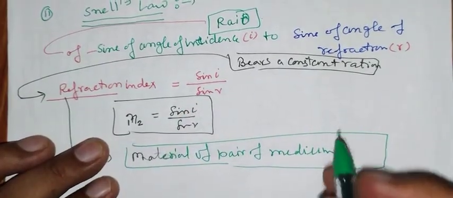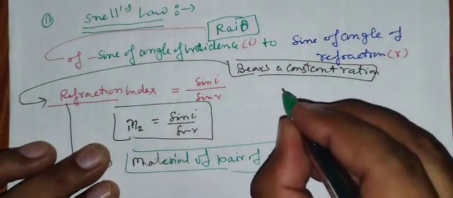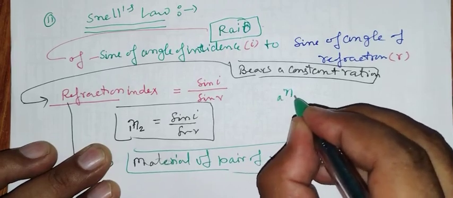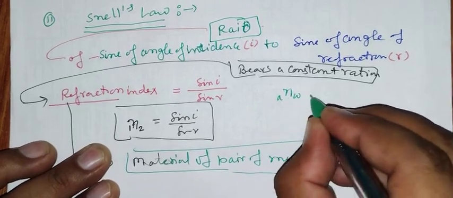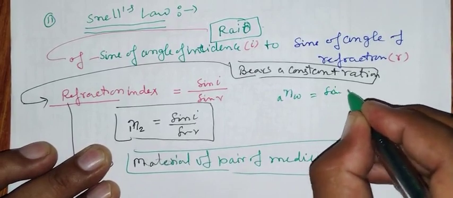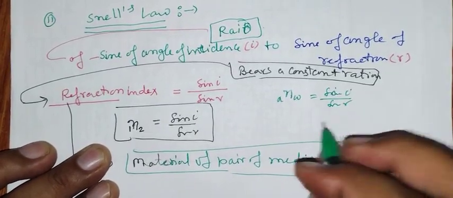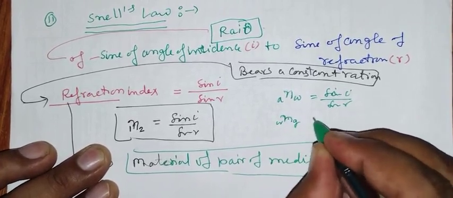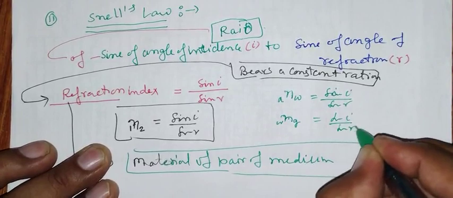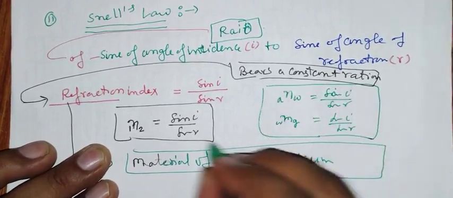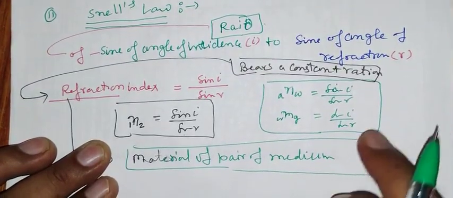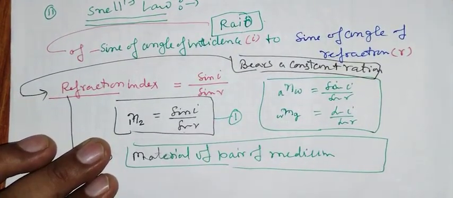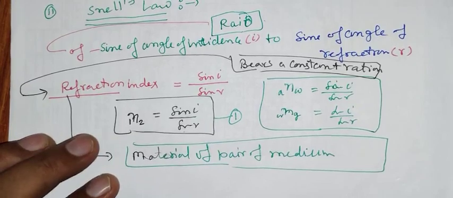Snell's law takes a different form. When light rays travel from air to water, it is written as n_aw = sin i / sin r. Refractive index from water to glass is sin i / sin r. We may write it in this form. This formula is known as Snell's law. Right? Now see carefully here.